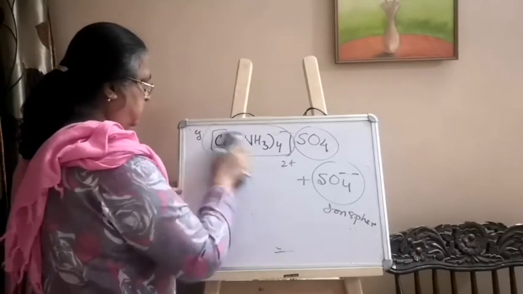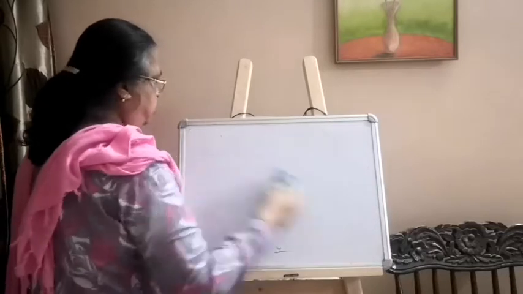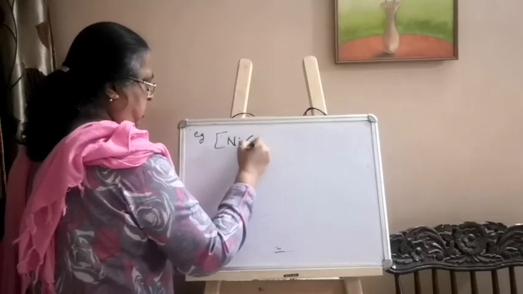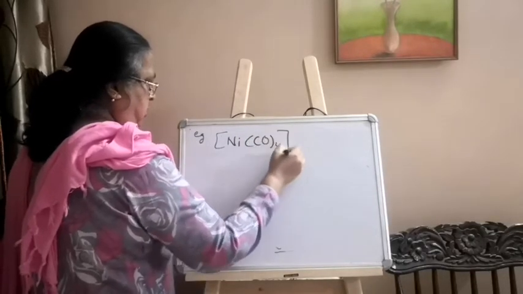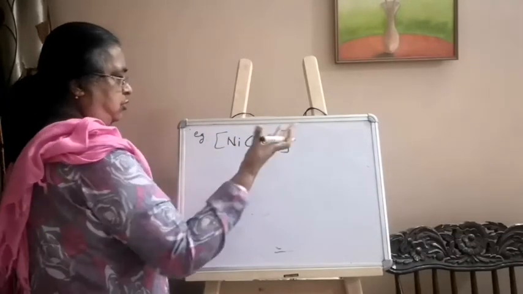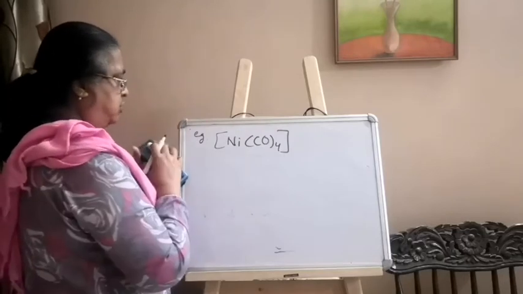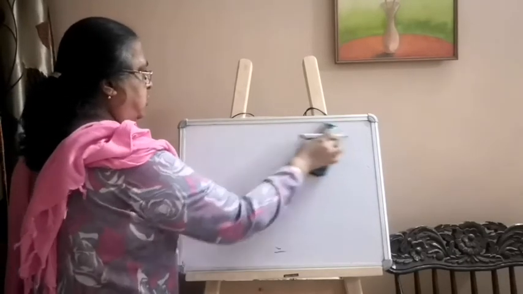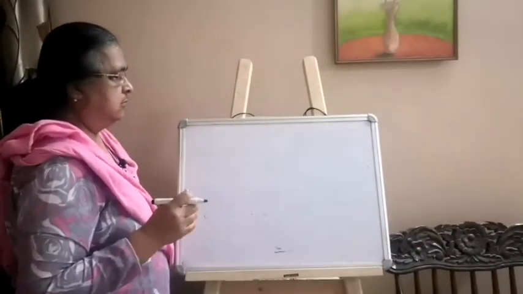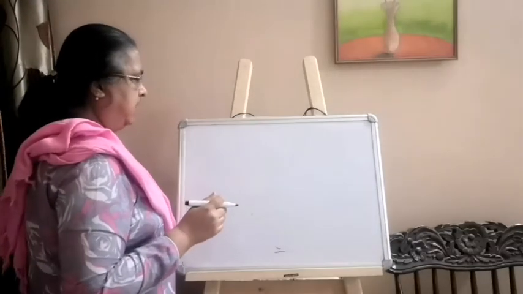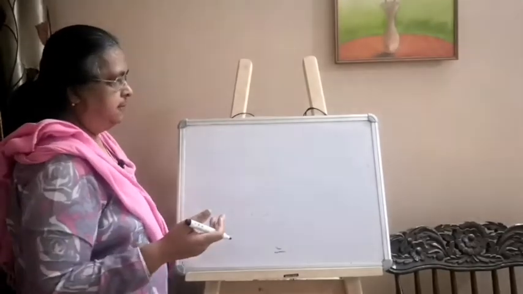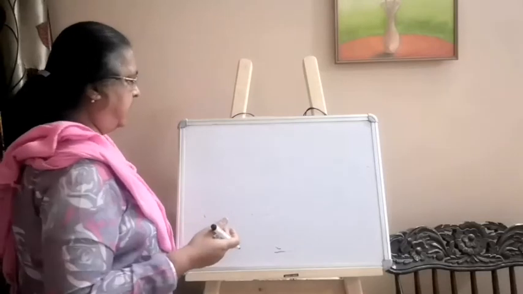And the third, a neutral complex, like nickel carbonyl that you have done. This has no charge as a whole, so it is written as a whole, and there is no question of positive or negative charge. So this is the first thing you have to keep in mind: you write the positive part of the salt compound first, and then the negative part. The positive part may be an ionic sphere or a complex sphere, and the same is with the negative part.